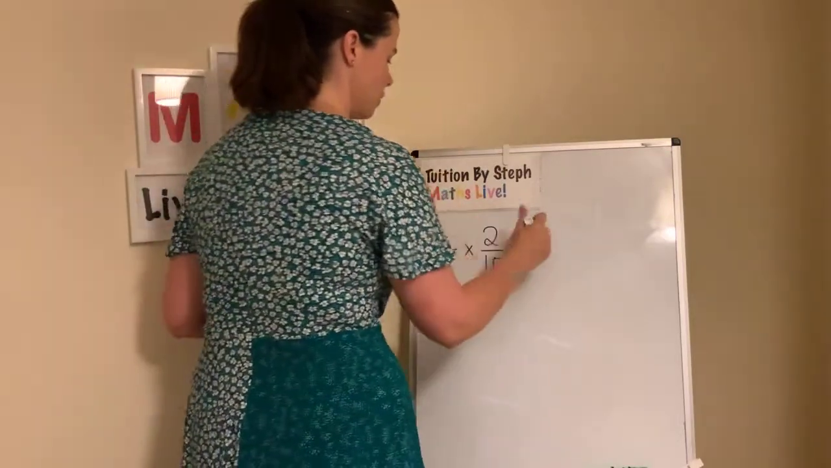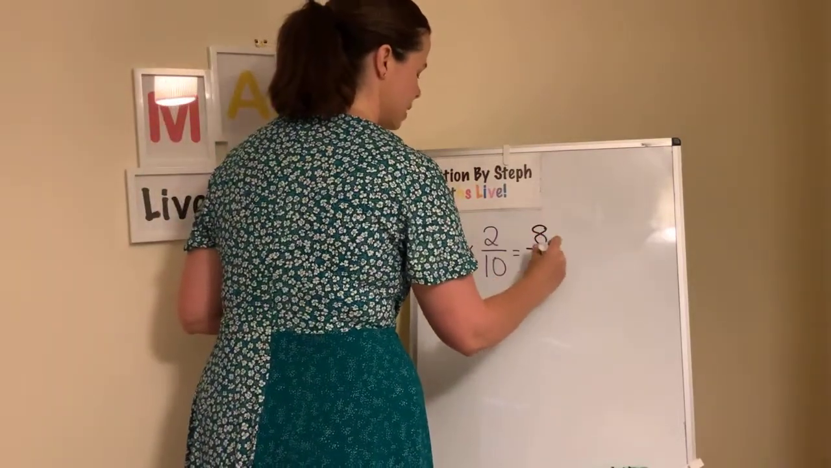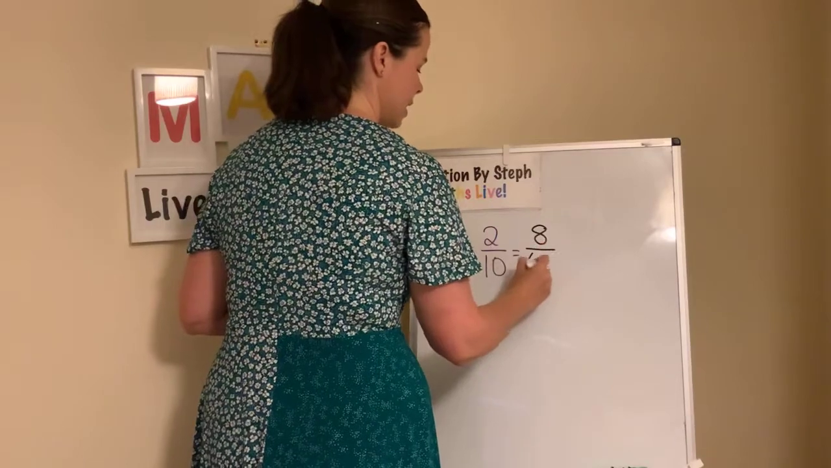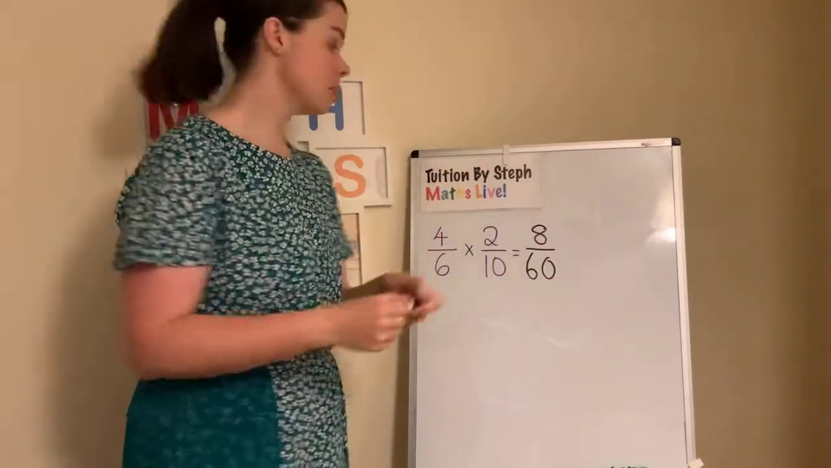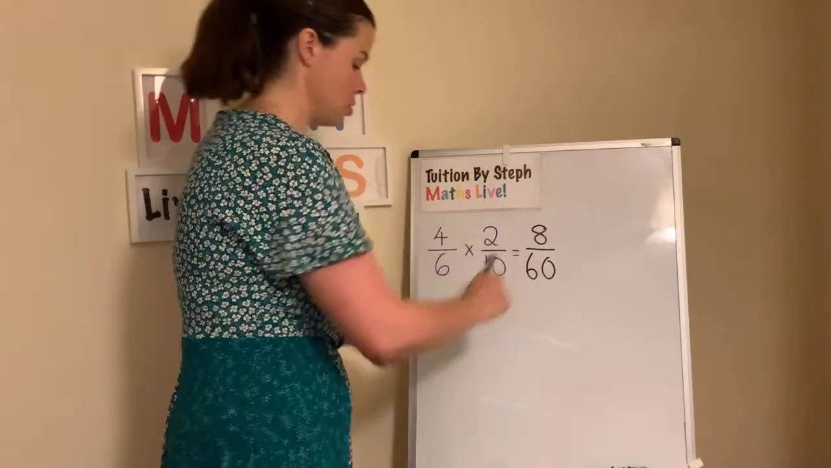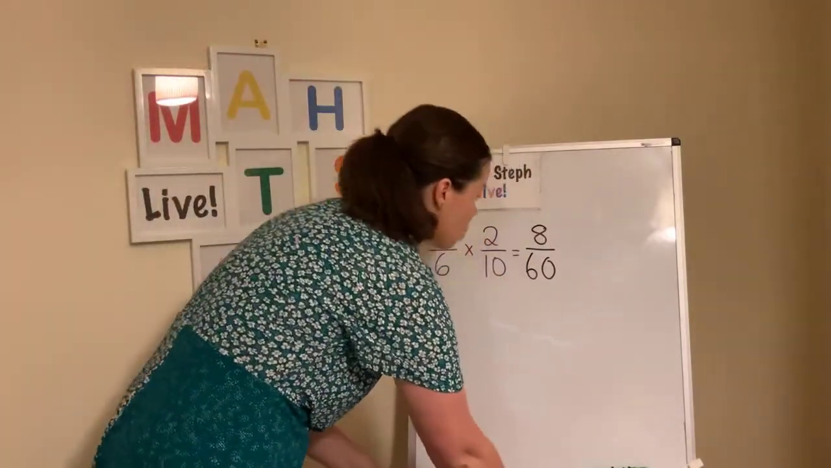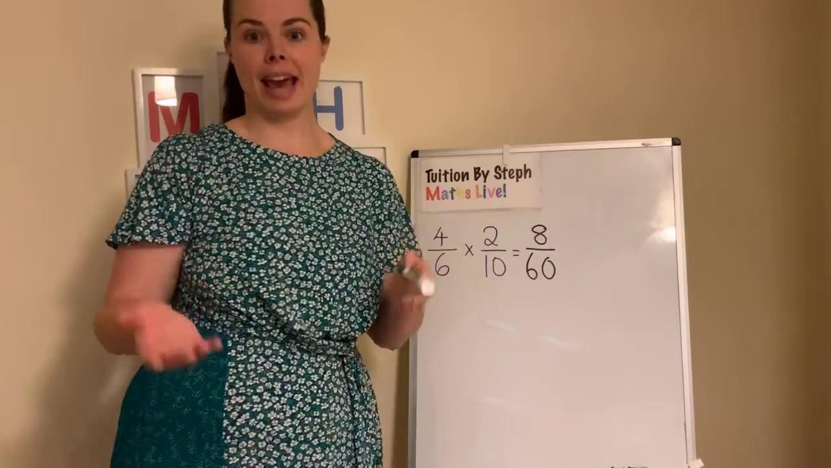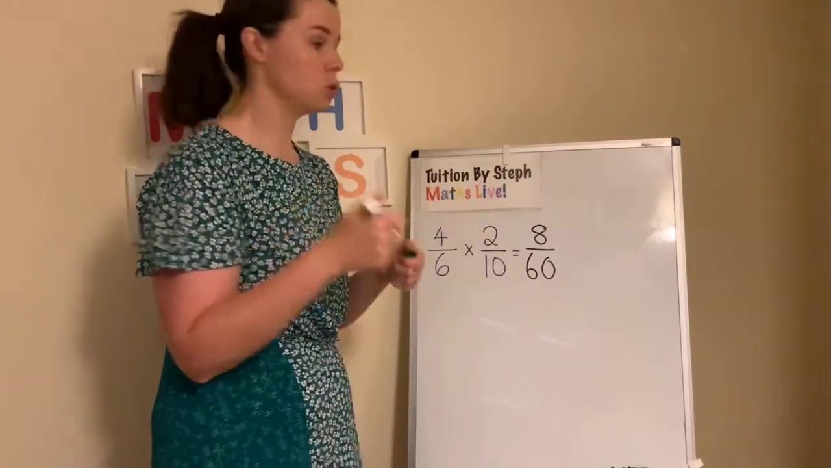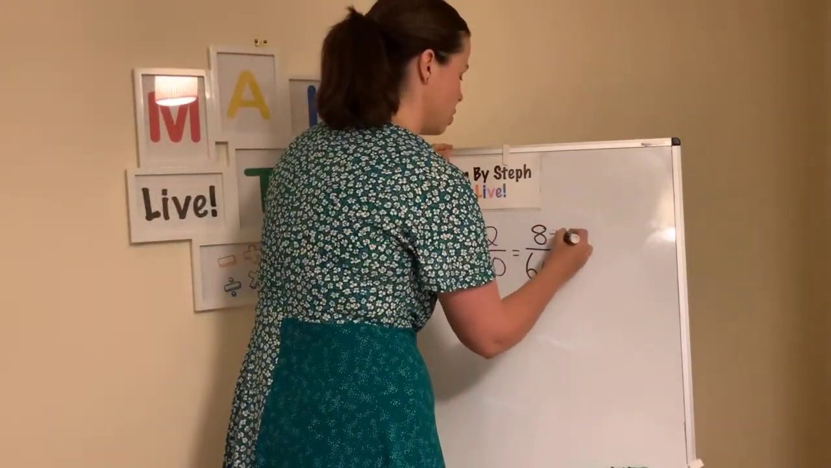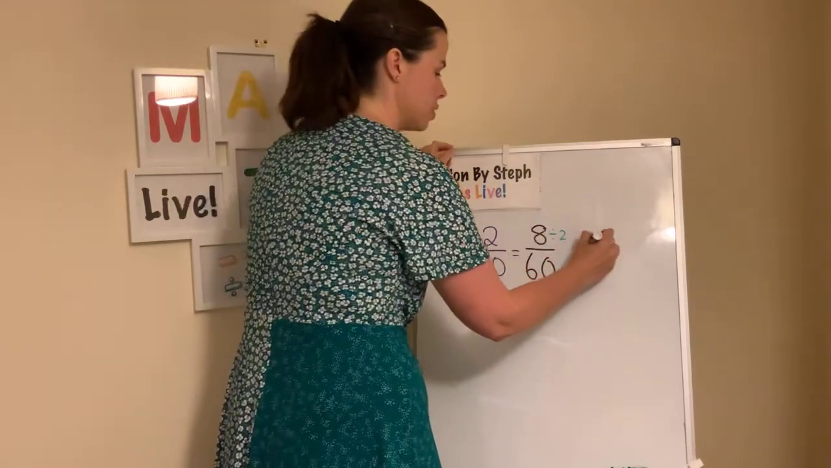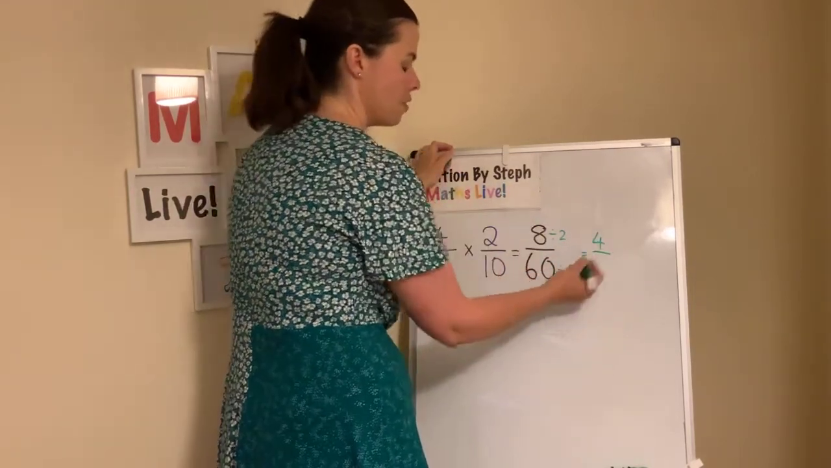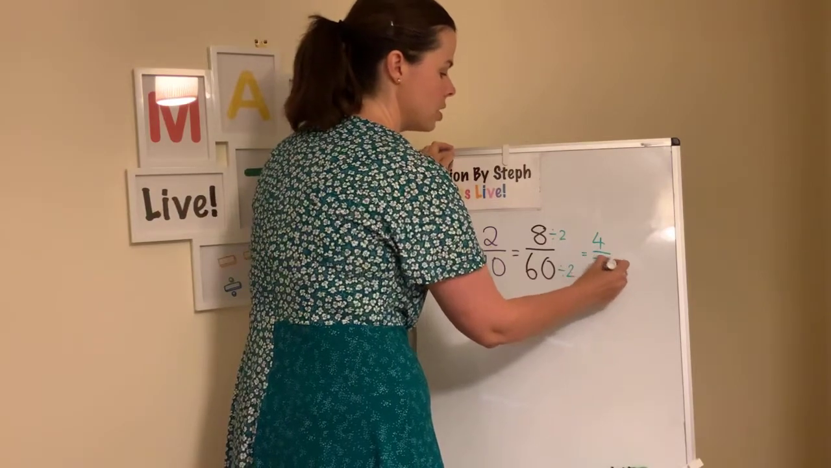Right, 2 times 4 is 8, and 6 times 10 is 60. So well done if you got 8/60ths. You knew to times the top and you knew to times the bottom. So can we simplify it? Yes, because they're both multiples of 2. They're both in the 2 times table. So half of 8 is 4, and half of 60 is 30.